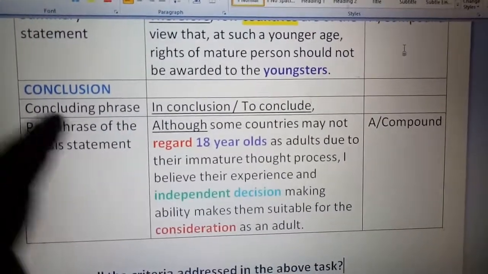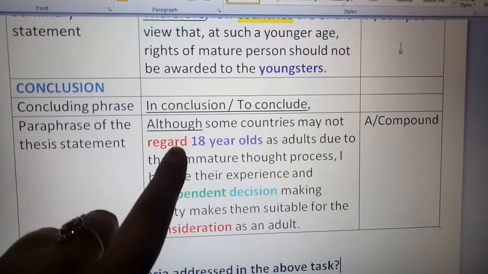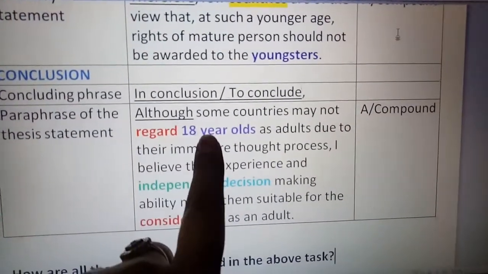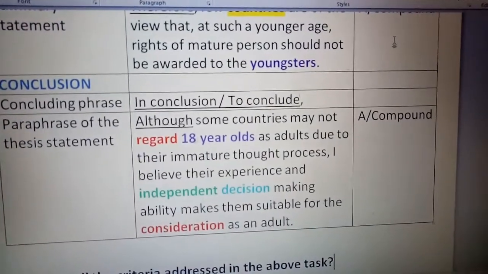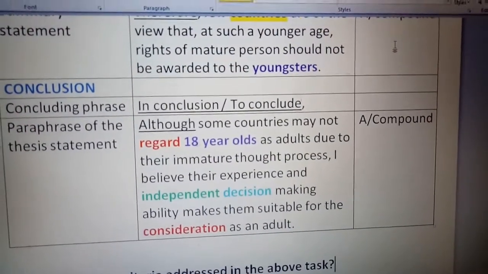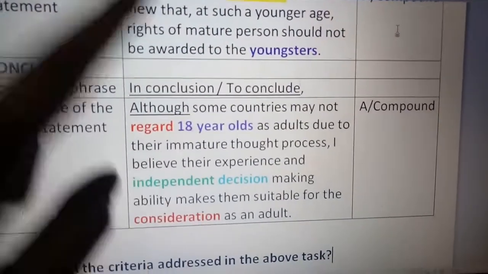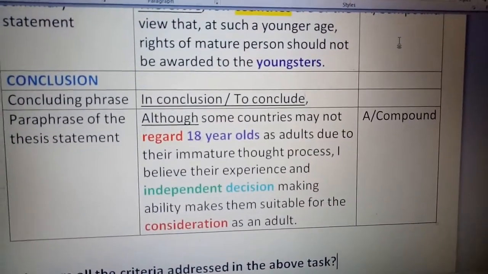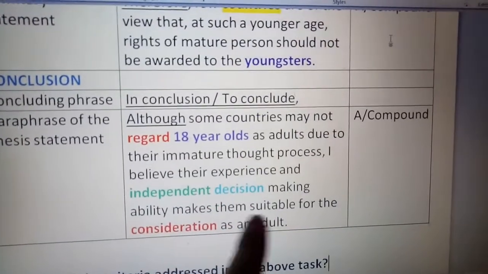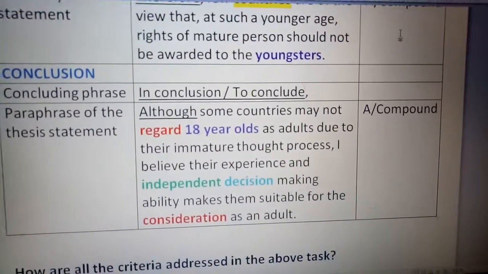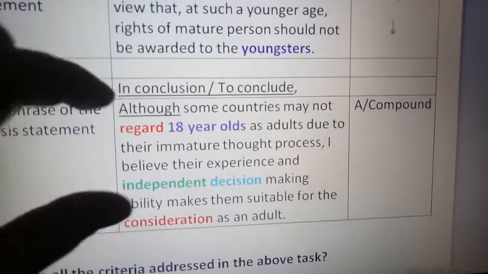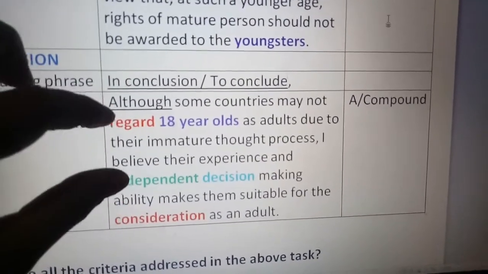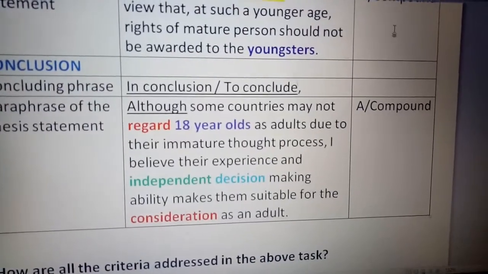Although some countries may not regard, or consider, synonym for consider, 18-year-olds as adults. I have repeated 18-year-olds because it was used in my introduction, that was far above. So I used it here in the conclusion. As adults, due to their immature thought process, I believe their experience and independent decision-making ability makes them suitable for consideration as an adult. I mentioned the two reasons which I have explained above and my own view, and then I completed my conclusion.